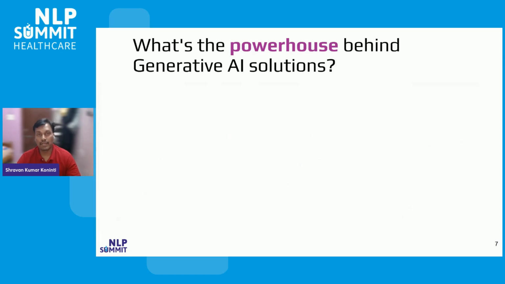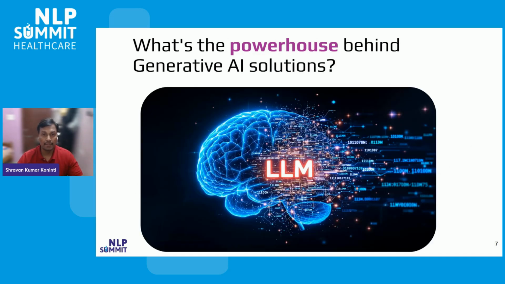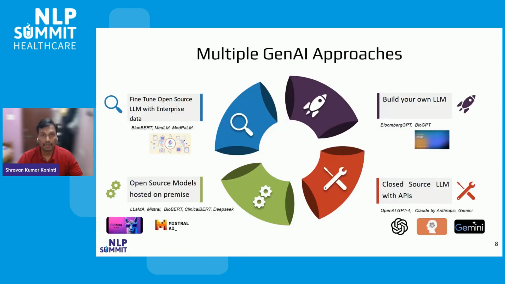Now, having considered all these stages, what is the powerhouse behind generating these generative AI solutions? LLM. LLM stands for large language model. Now, if you look at the multiple generative AI approaches, first, if we look at the four stages which I'm showing right now in this PPT, we can start off with building your own large language model.